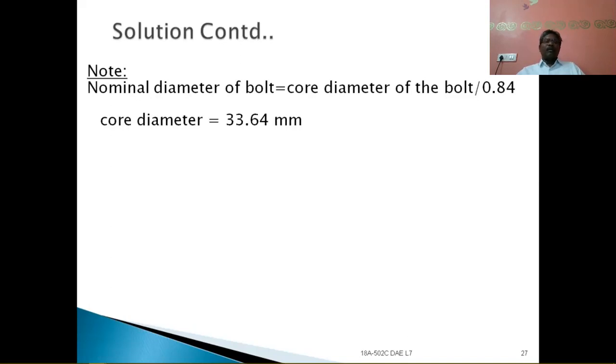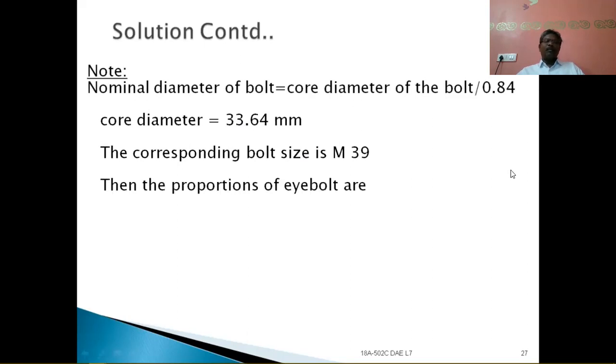So core diameter is equal to 33.64, and then the corresponding bolt size will be M39. Simply, you can take it from the standard tables, right?